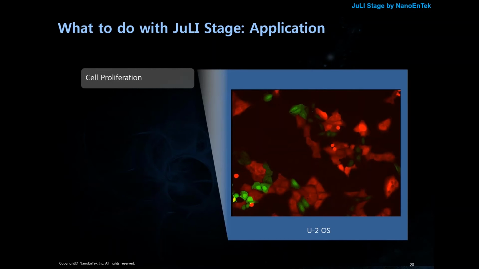And now I'd like to show some of the data we obtained by using the JuLI Stage. This slide shows cell proliferation data recorded by JuLI Stage. We combined the green fluorescence and red fluorescence expressing the same USO2 stable cell line. And cell growth images were captured for over 72 hours with an interval of 15 minutes.